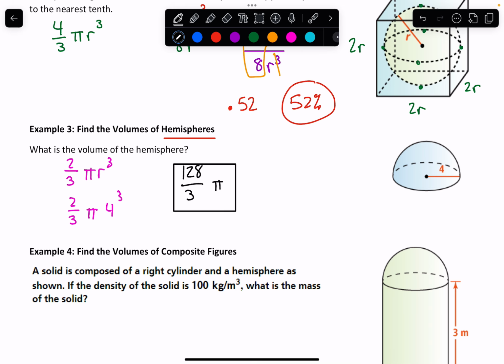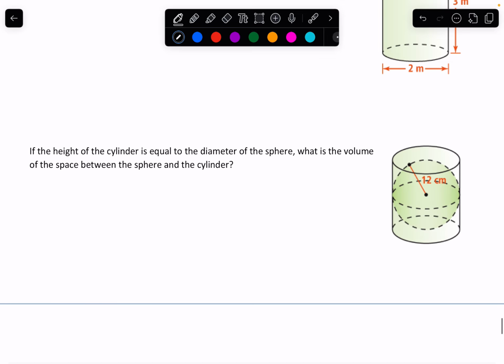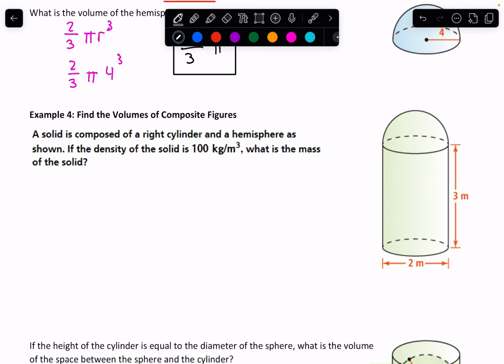All right, and finally, we have a silo here. Well, not finally, there's actually another one. But we have a solid here, and it's got a cylinder and a hemisphere. We have some questions about the density of this one. So the density of this solid is 100 kilograms per meter cubed, and we want to know the mass of the solid. So let's do this in a few pieces. We first need to find the volume of this shape. And there are really two shapes here.